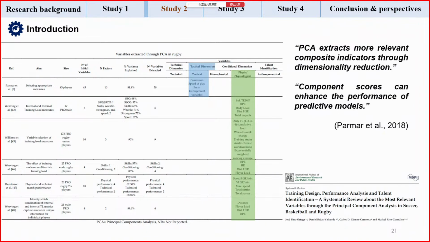2 key advantages of PCA should be emphasized. The first, PCA helps reduce dimensionality and creates more relevant composite indicators. And second, component scores can enhance the performance of predictive models. This demonstrates that PCA not only simplifies data, but also improves accuracy and reliability of models.